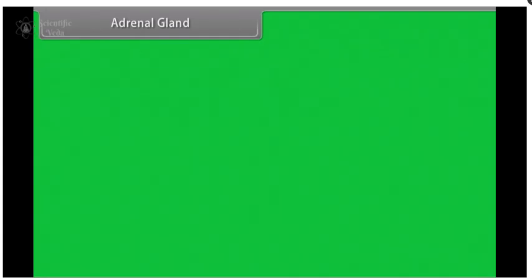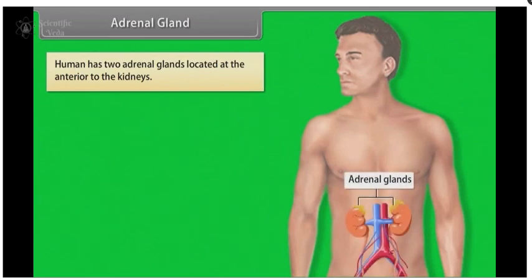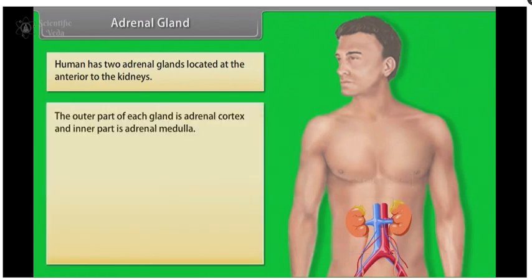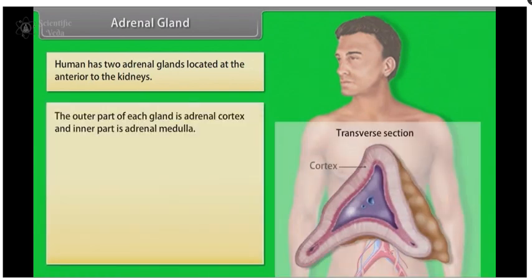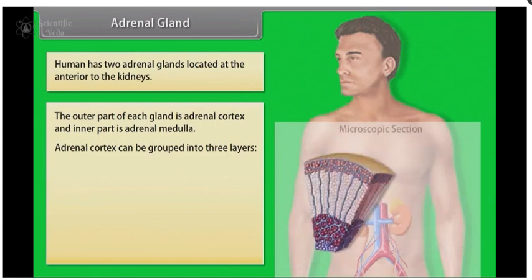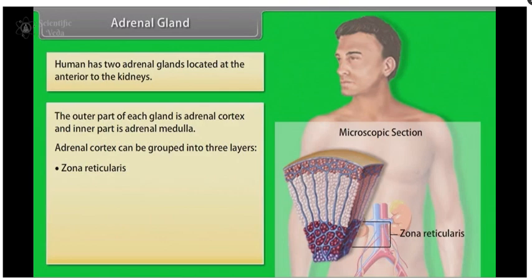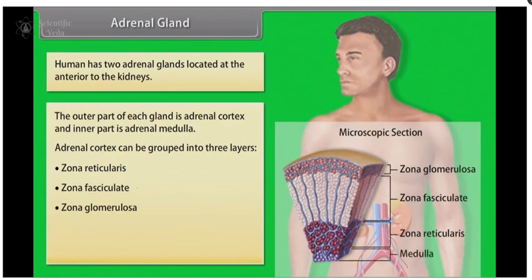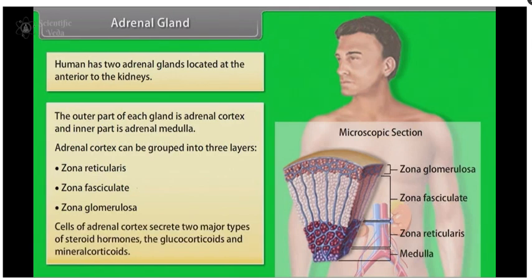Adrenal gland. Humans have two adrenal glands located anterior to the kidneys. The outer part of each gland is the adrenal cortex and the inner part is the adrenal medulla. The adrenal cortex can be grouped into three layers: zona reticularis, zona fasciculata, zona glomerulosa. Cells of the adrenal cortex secrete two major types of steroid hormones, the glucocorticoids and mineralocorticoids.